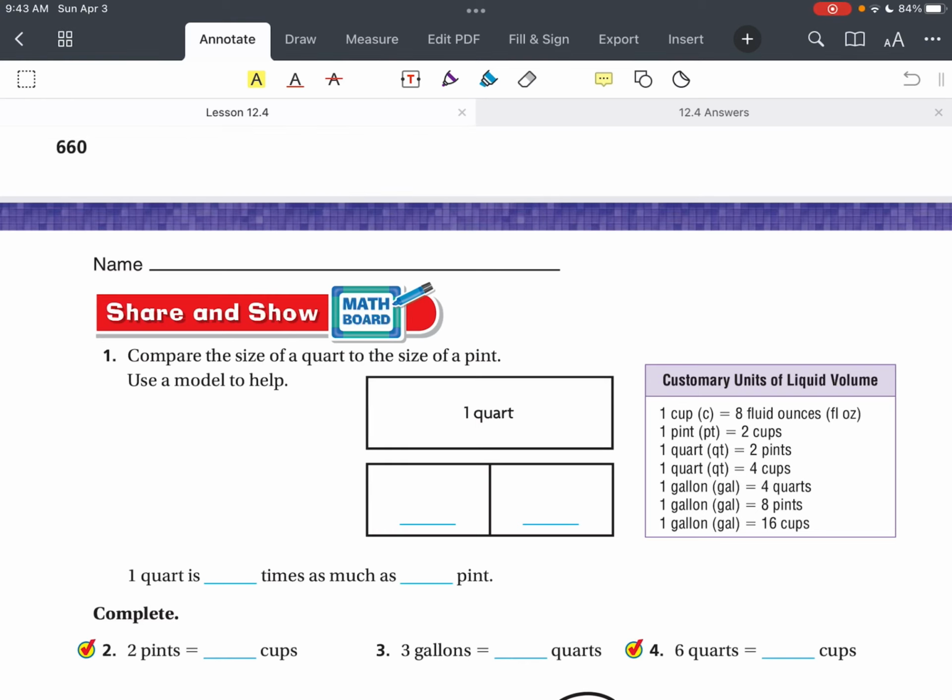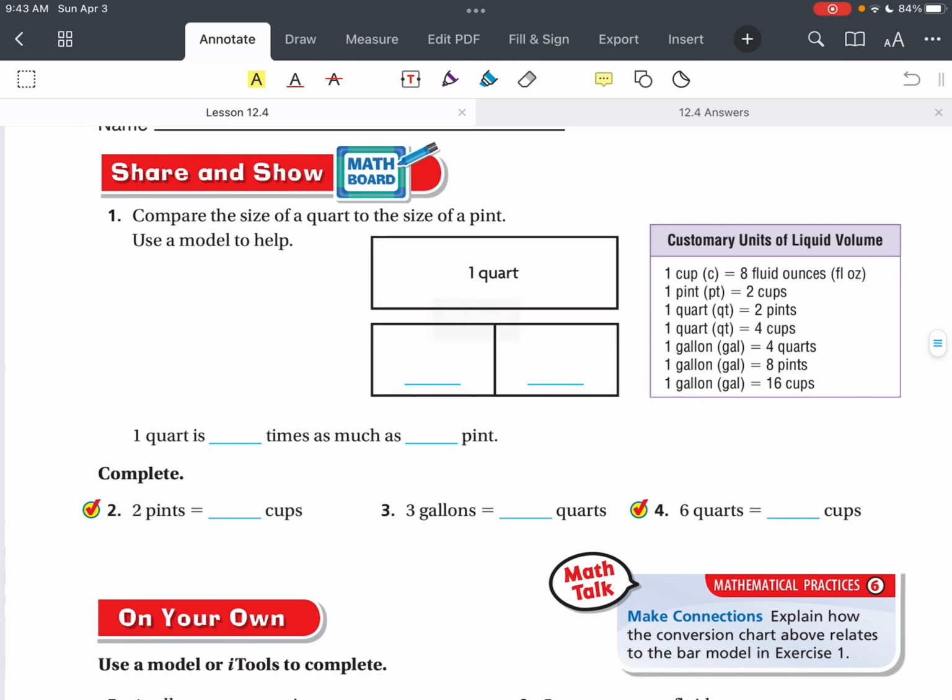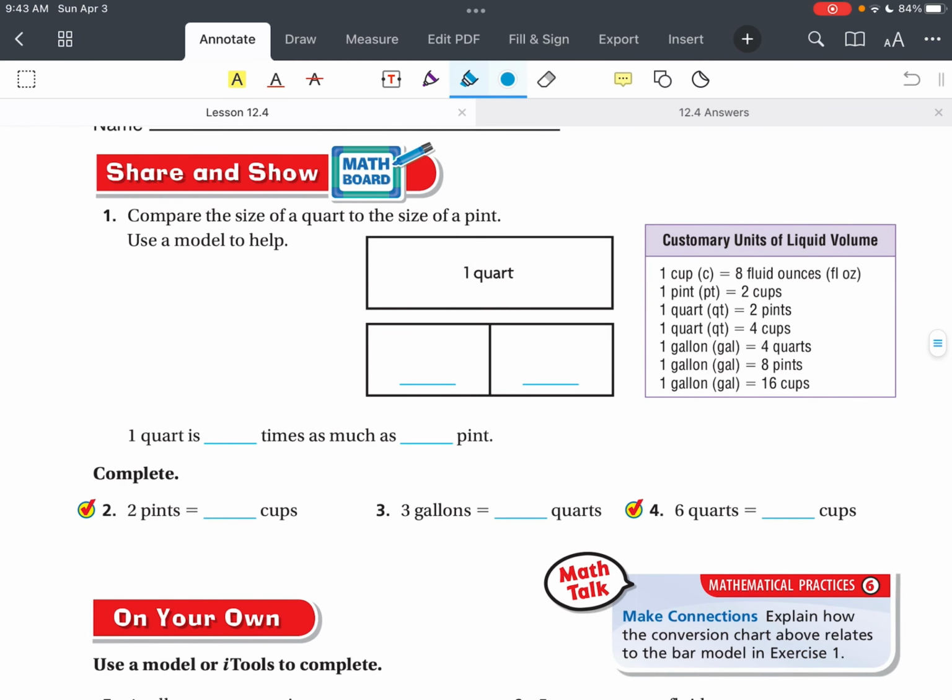This is lesson 12.4, page 661. Number 1 says, compare the size of a quart to the size of a pint. Use a model to help.